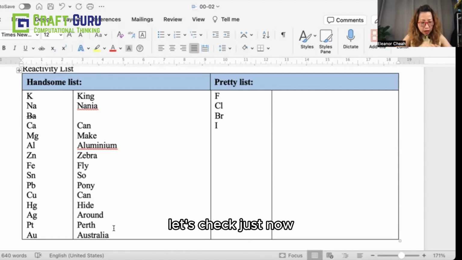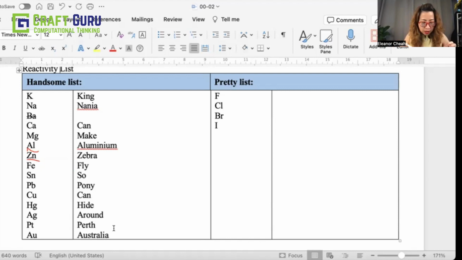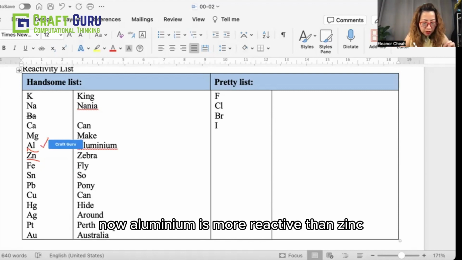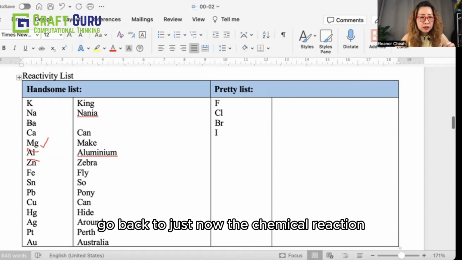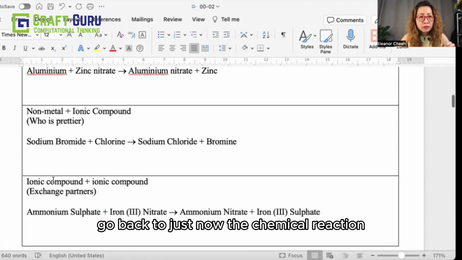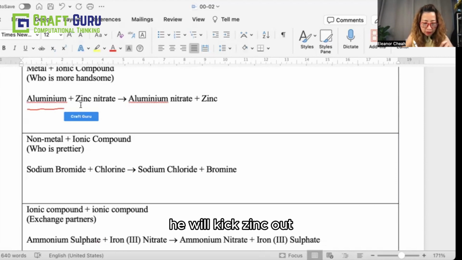Let's check. Just now, aluminium and zinc. Who is more handsome here? Or who is more reactive? Now, aluminium is more reactive than zinc. Go back to just now the chemical reaction. Aluminium is more handsome than zinc. So aluminium is more handsome than zinc. He will kick zinc out.